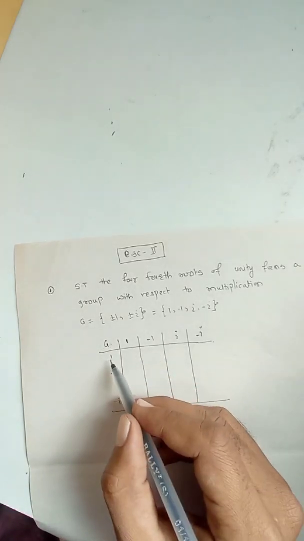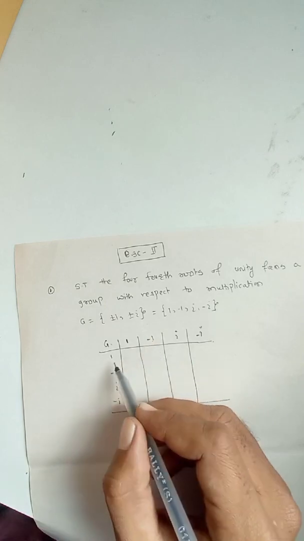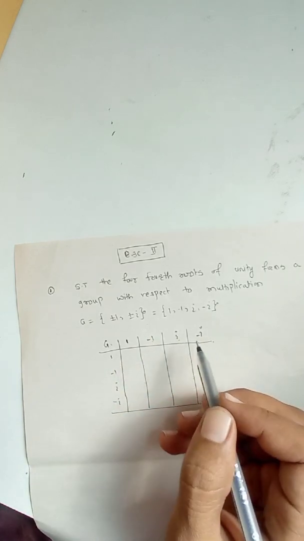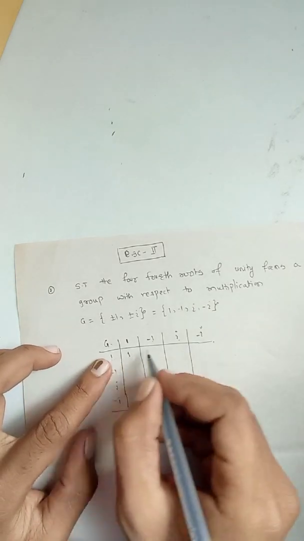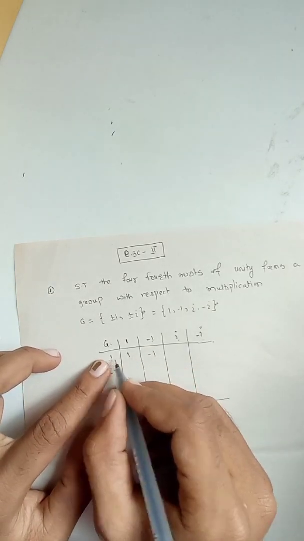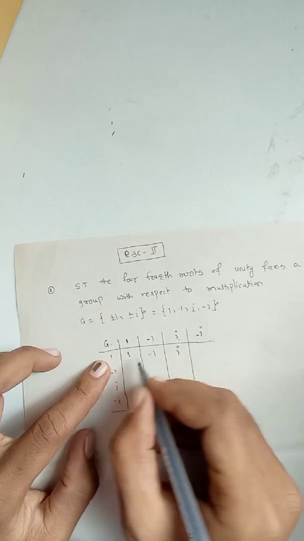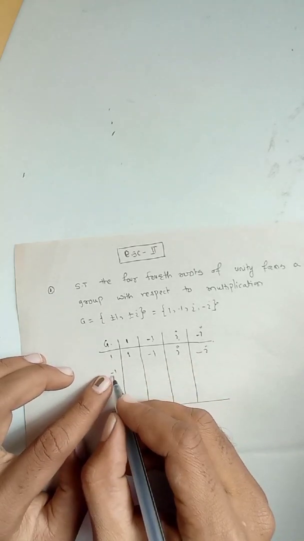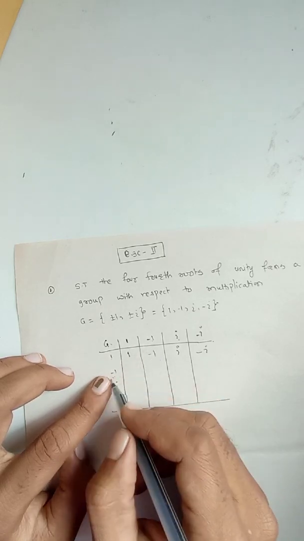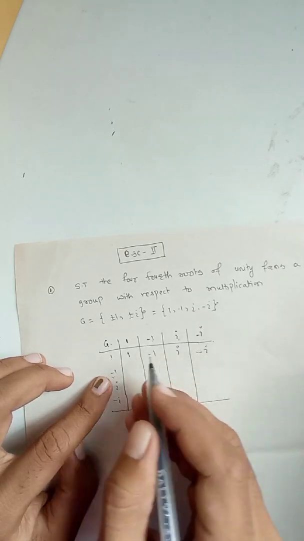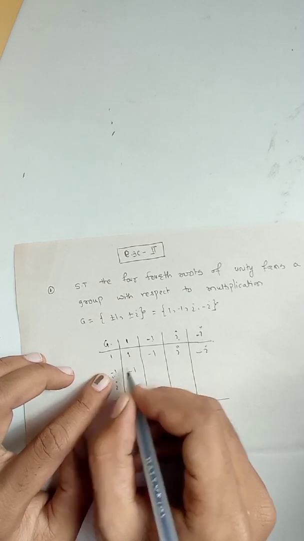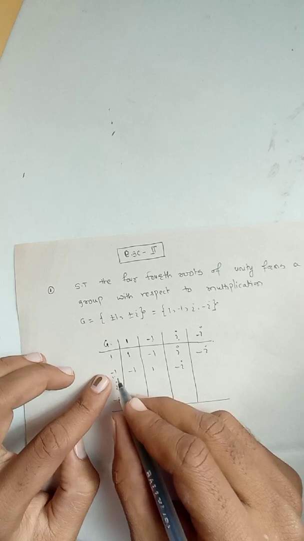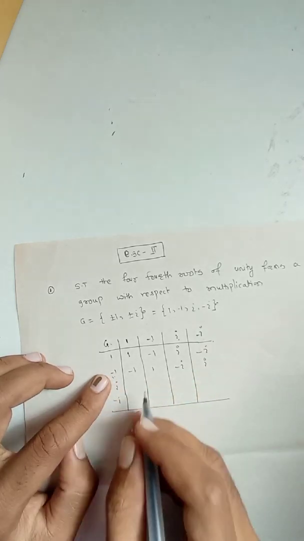Now multiply 1 with 1, multiply 1 with -1, multiply 1 with i, multiply 1 with -i. So 1 into 1, 1. 1 into -1, -1. 1 into i, 1 into -i as it is. Now multiply -1 with 1, -1 with -1, -1 with i, and -1 with -i. So -1 into -1, 1. -1 into i, -i. -1 into -i.